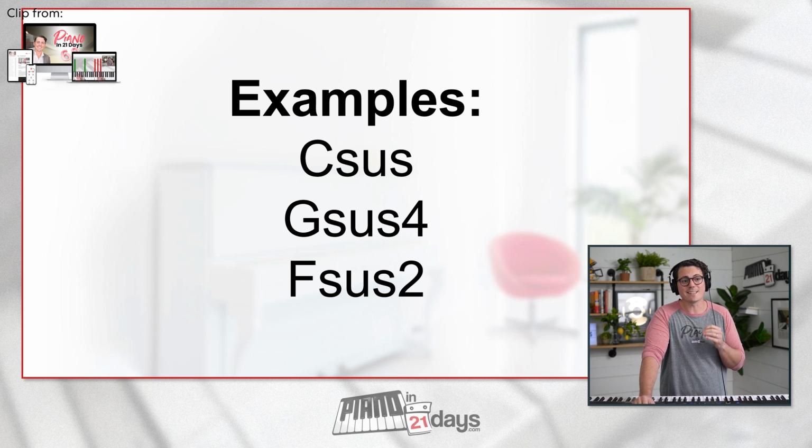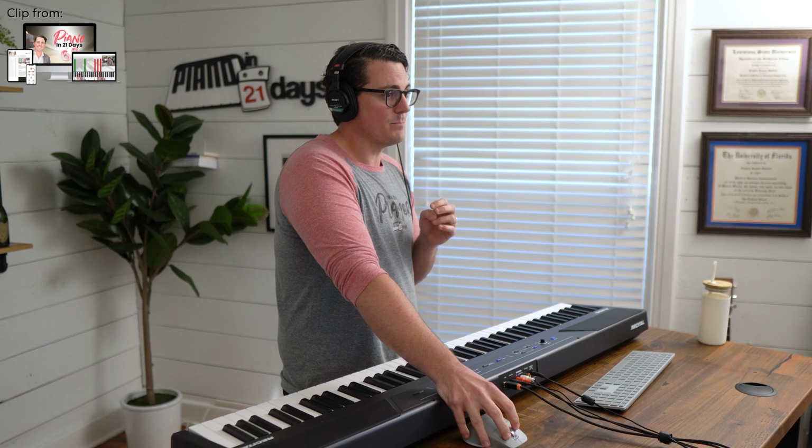Or you might see it like this, G sus 4. There might be a 4 on the end of the sus. There might be a 2 on the end of the sus, F sus 2, for example. That's an F suspended 2 chord. You're not going to see any other numbers after the sus. You might see a 4, a 2, or no number after the sus. Those are some examples.